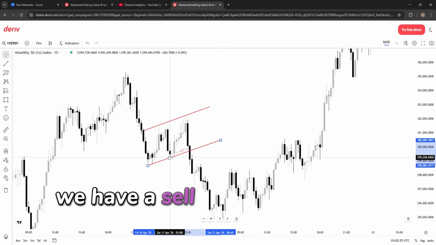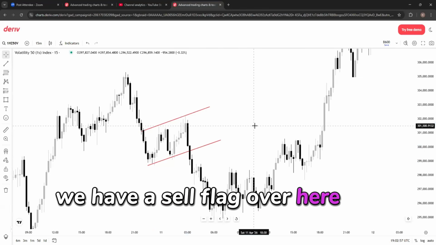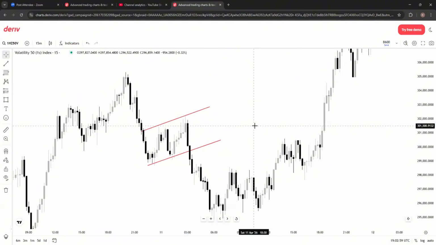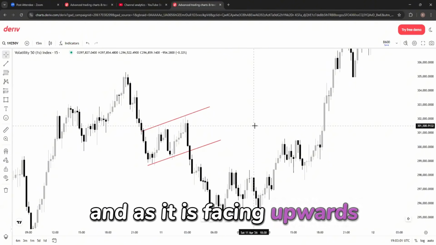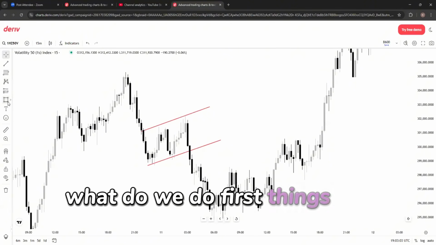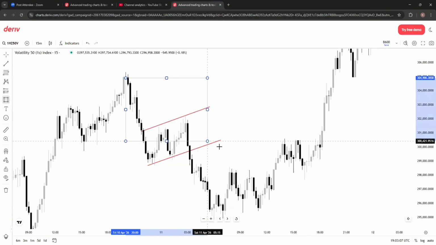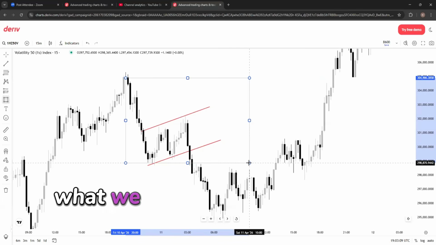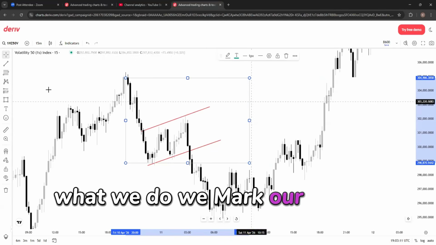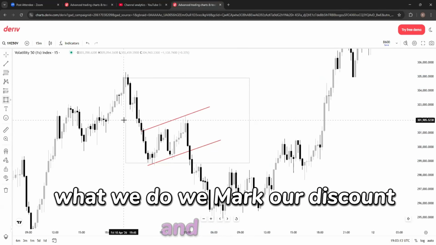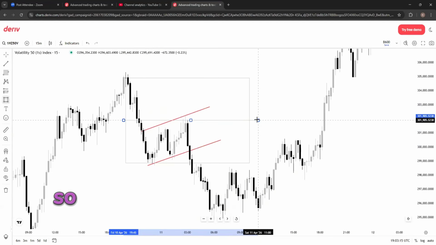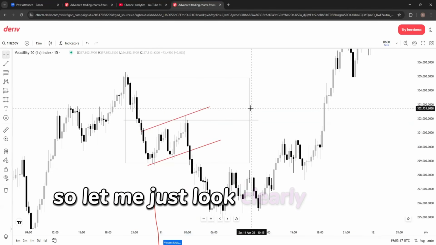So we have a sell flag over here that is facing upwards. And as it is facing upwards, what do we do? First things first, we mark our discount and premium. So let me just look clearly.